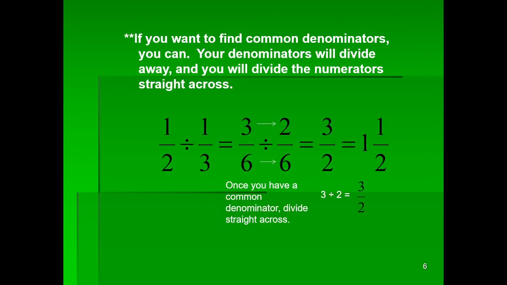If you want to find common denominators, you can. Your denominators will divide away and you will divide the numerators straight across. Once you have a common denominator, divide straight across, as you can clearly see being done here.